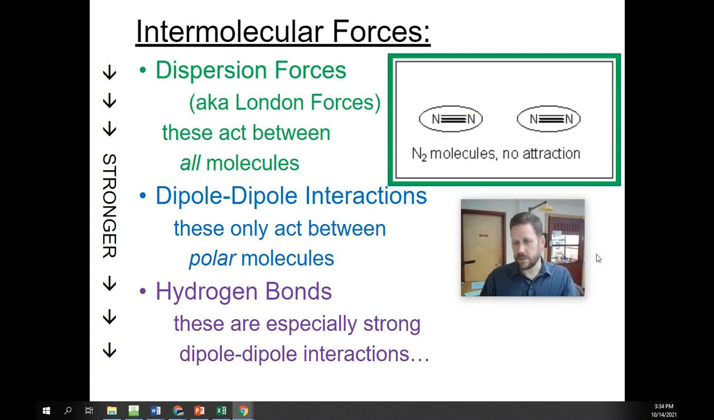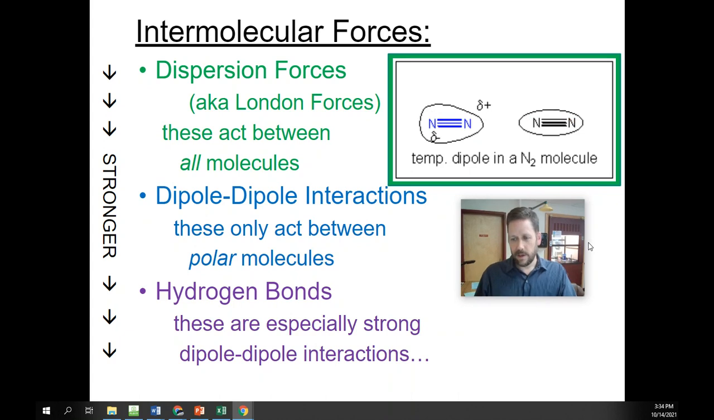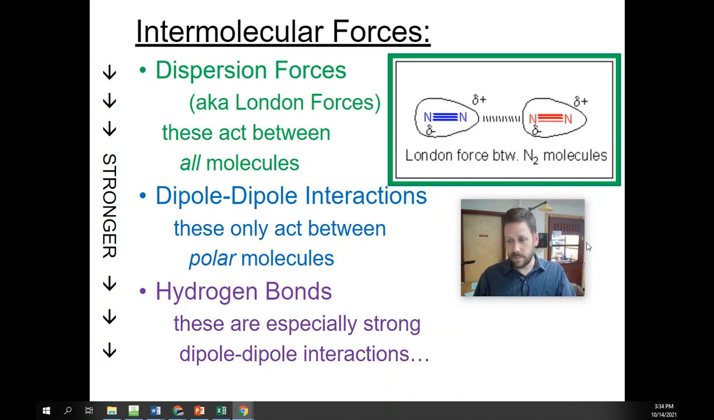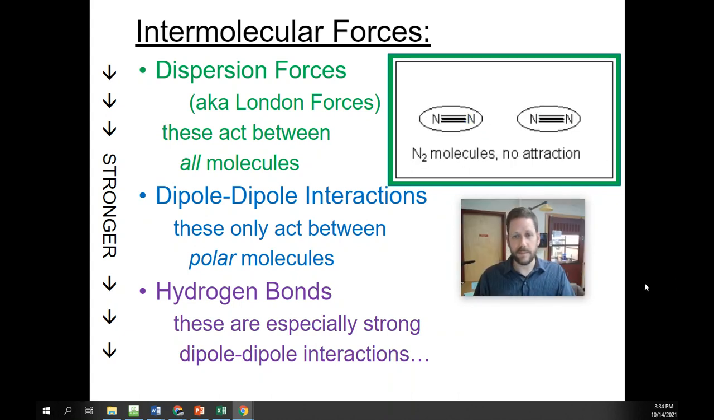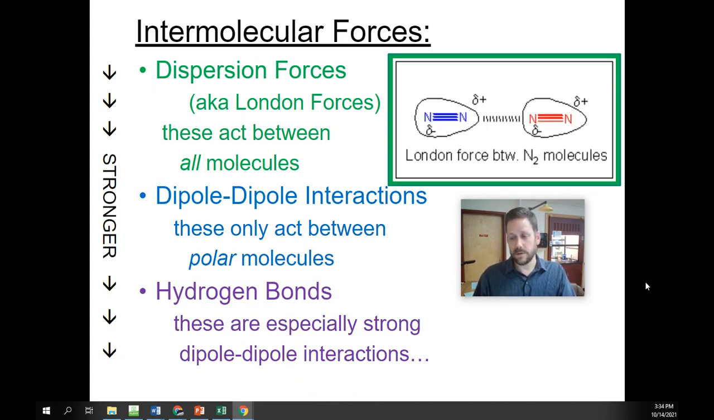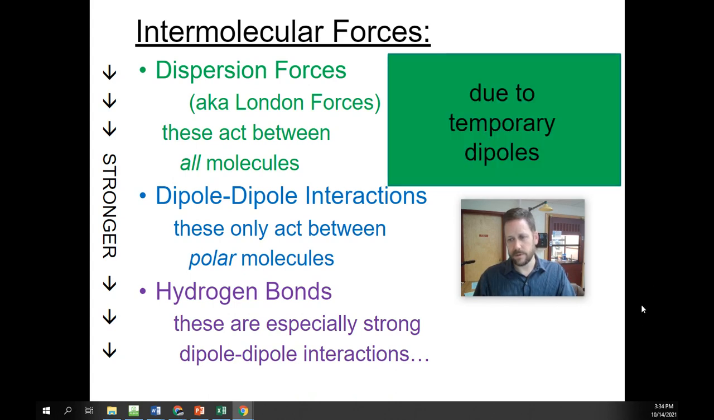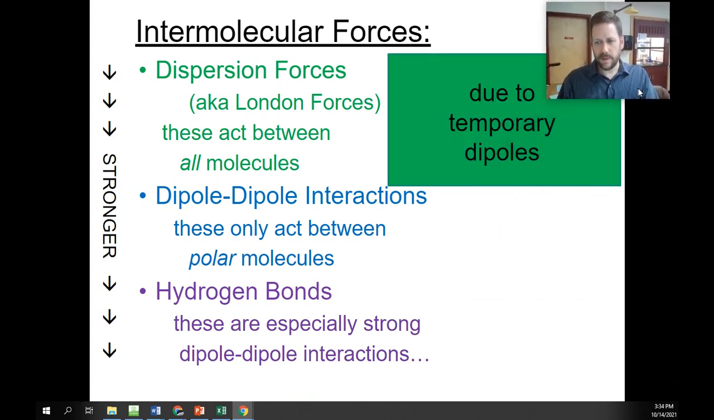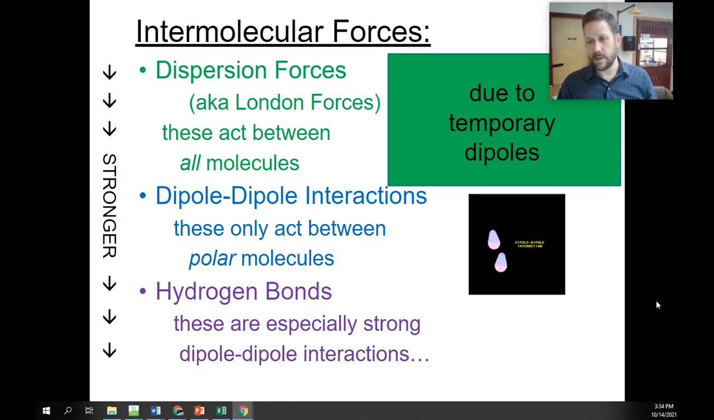So that's the mechanism for London dispersion forces. And London dispersion forces are very weak because this is really just sort of a temporary phenomenon. They are caused by temporary, also known as instantaneous, dipoles. So we're going to keep that phrase next to London dispersion forces because it's an important way to distinguish them from dipole-dipole interactions, which are due to permanent dipoles. It's not a temporary fluctuation in the electron cloud, but rather an electron cloud that is polar all the time.